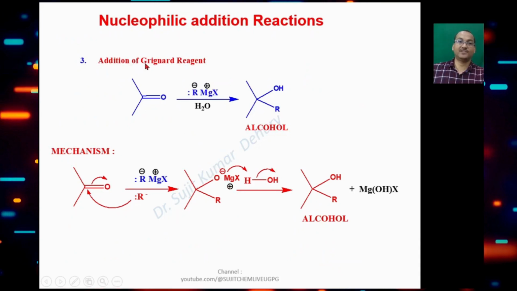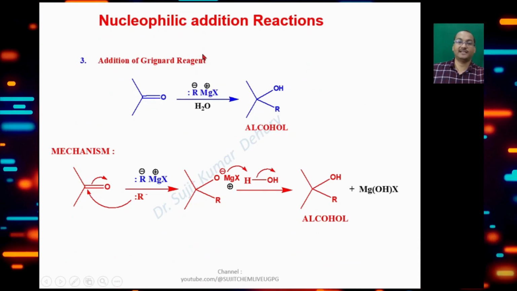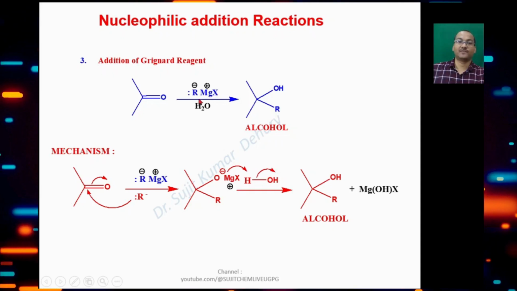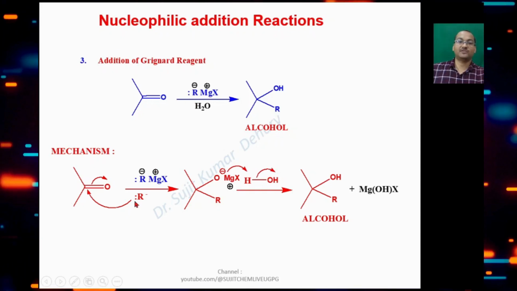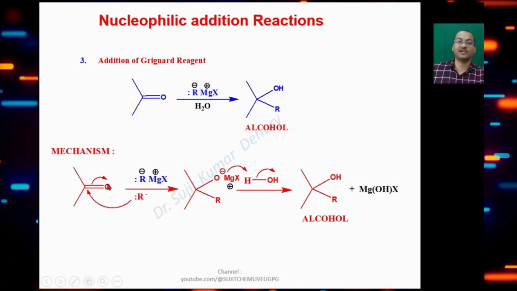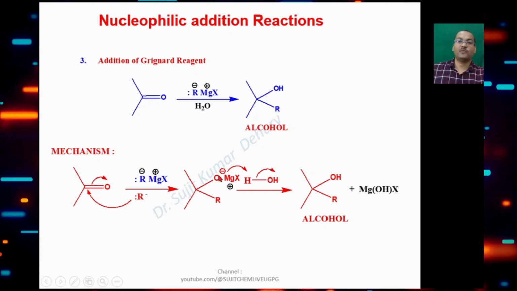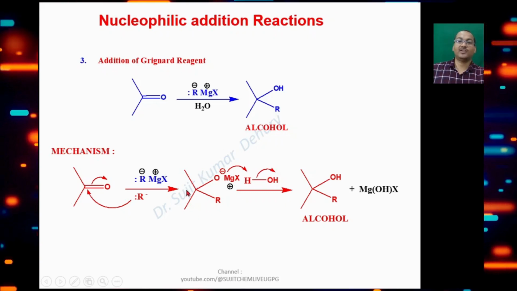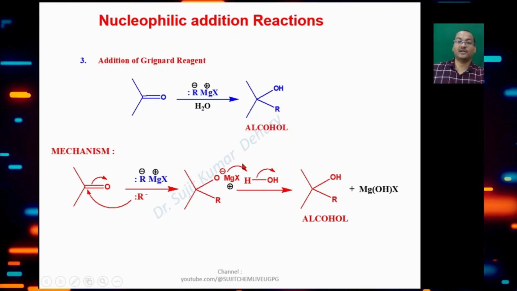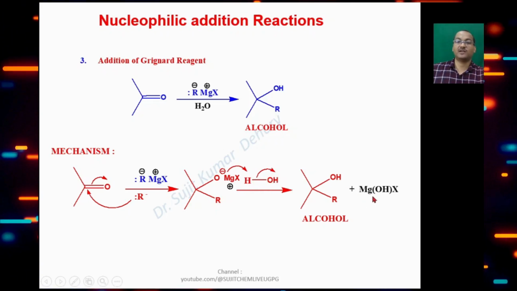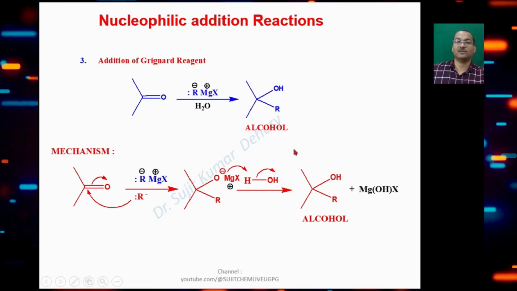The next is addition with Grignard reagent. Grignard reagent is R minus MgX plus. This R minus will attack as nucleophile and C=O double bond will break on oxygen. So you get O minus MgX plus, this tetrahedral intermediate, and this O minus will take the proton from water, giving rise to OH minus ion, so that becomes MgOHX and alcohol.